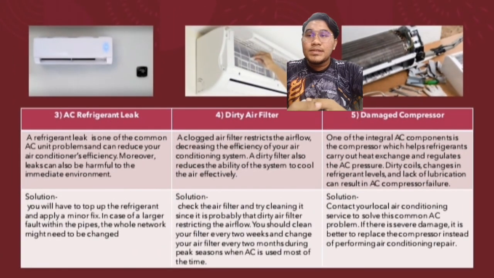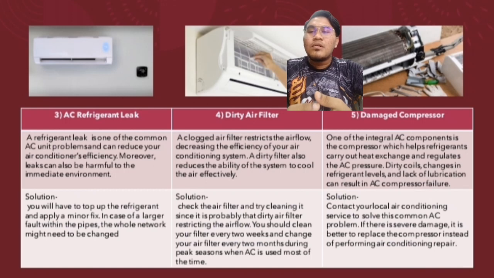Next is AC refrigerant leak. A refrigerant leak is one of the common AC unit problems and can reduce your air conditioning efficiency. Moreover, leaks can also be harmful to the immediate environment. So the solution for this problem is you need to top up the refrigerant and apply a minor fix. In the case of a larger fault within the pipes, the whole network might need to be changed.